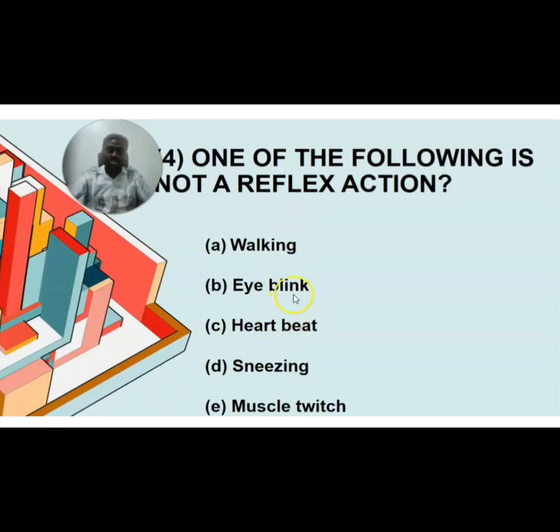Eye blink is an involuntary action. Heartbeat, you don't have control over it. It just keeps beating throughout life. Sneezing, when it comes, it just comes. You can't control it. You have to hold it back. You can't. It will just come out.